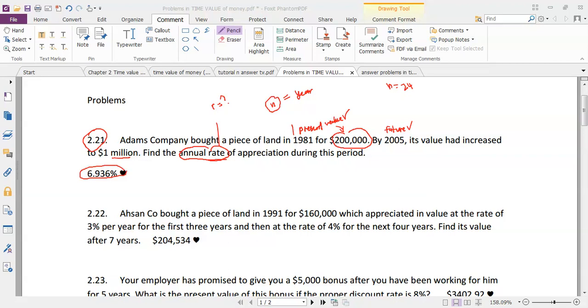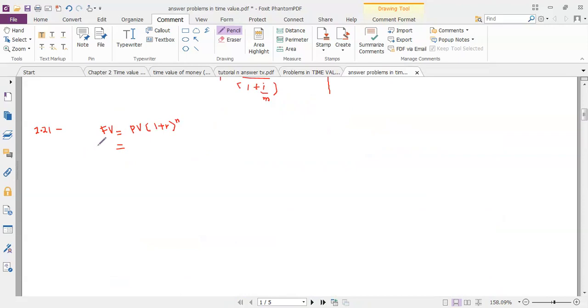Rachel said 1 million. Joshua? Mana satu? Pandai. Very good. So 1 million is the future value. You just put inside the formula here. FV is 1 million, so we have 6 zeros there. Present value is 200,000. Just put in the formula, and then 1 plus r. R is the missing figure. We don't know what is the R.